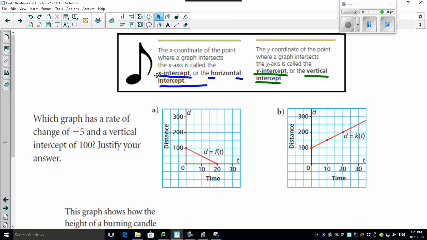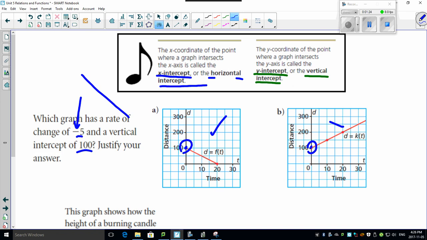It says, which graph has a rate of change of -5 and a vertical intercept of 100? Look, this one has a vertical intercept of 100. Uh-oh, this one has a vertical intercept of 100. But here's the kicker right there. That's minus. Aha, that must mean it's going downwards. It's got to be that one. It's not this one because that's positive, going upwards. So I would choose A for this one.